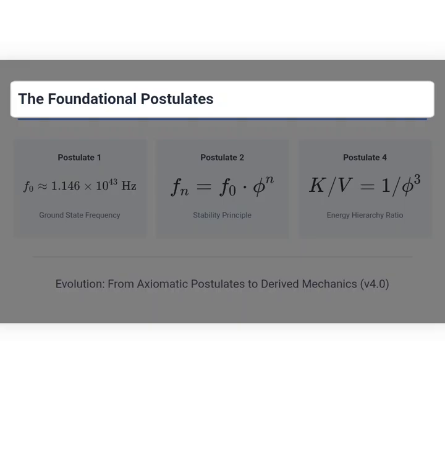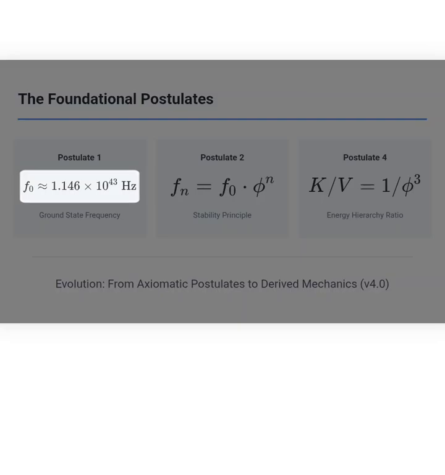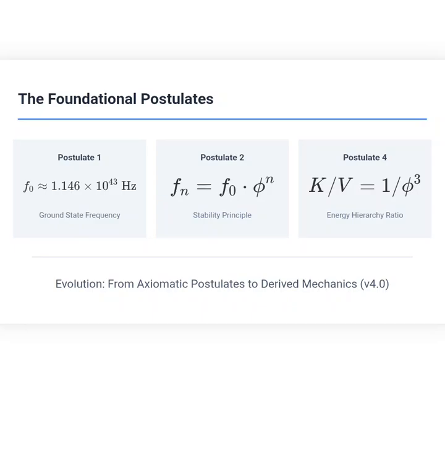Continuing our look at the substrate's frequency, let's examine the physical axioms that define the HSG framework. These are what we call the foundational postulates. Postulate 1 establishes our baseline, the harmonic ground state frequency, F_0. As you can see, it is an incredibly high value, approximately 1.146 times 10^43 Hertz. This represents the fundamental vibration of space-time itself at its most stable level.